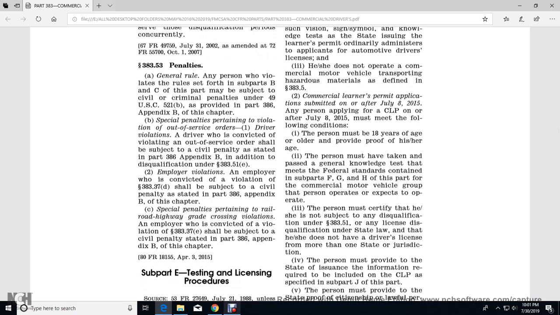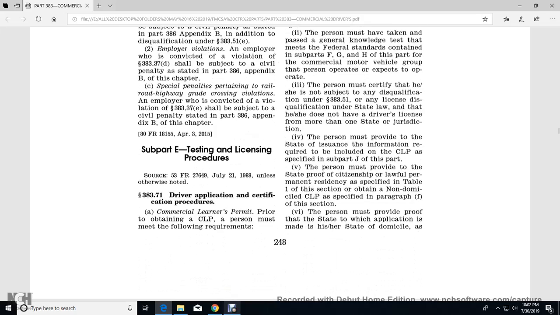Alright, special penalties pertaining to violation of out-of-service orders. Driver violation: a driver convicted of violating an out-of-service order shall be subject to the civil penalties stated in Part 386, Appendix B, in addition to the disqualification under 383.51(e). Employer violation: an employer convicted of a violation of the out-of-service order shall be subject to civil penalties stated in Part 386, Appendix B of this chapter. Special penalties pertaining to railroad-highway grade crossing violations: an employer violating this condition is subject to the civil penalties stated in Part 386, Appendix B of this chapter.